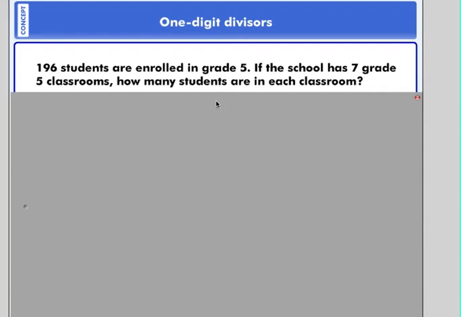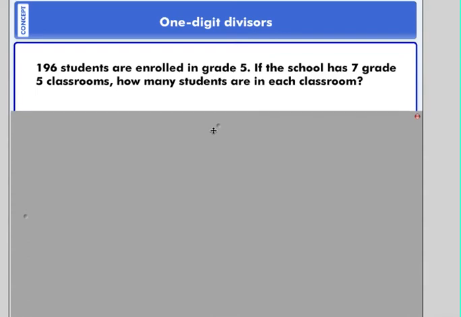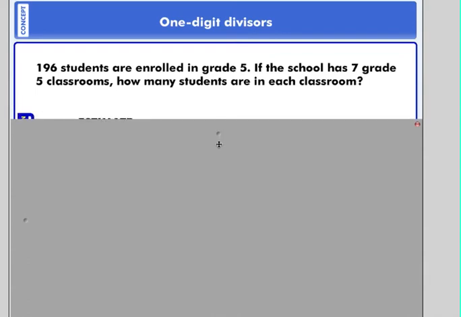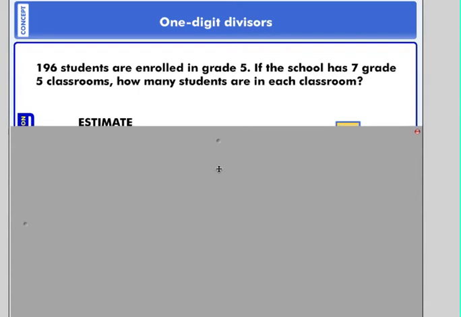Well, the very first thing we need to do, of course, is make an estimate. Now, if I am looking at this problem, our problem here is that we have 196 students who need to be divided up into 7 classrooms. So our problem is 196 divided by 7. Okay, write that example down in your notebook. Okay, put example, 196 divided by 7.